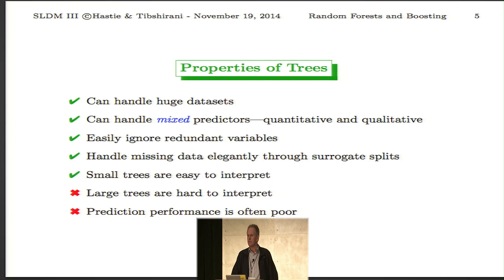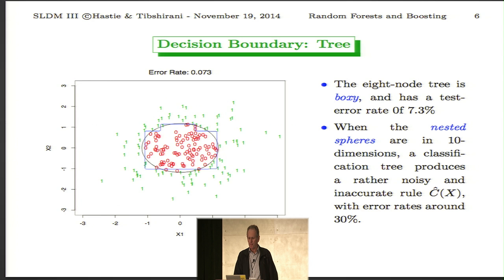And so on. On the other hand, large trees are hard to interpret. Often we need a very bushy tree before we get good performance, and those are really hard to interpret, right? Because there are so many variables involved in the split. But the most damning thing about trees is that the prediction performance is often poor. And it turns out that's largely because of high variance. So trees just don't give very good prediction performance for general problems.